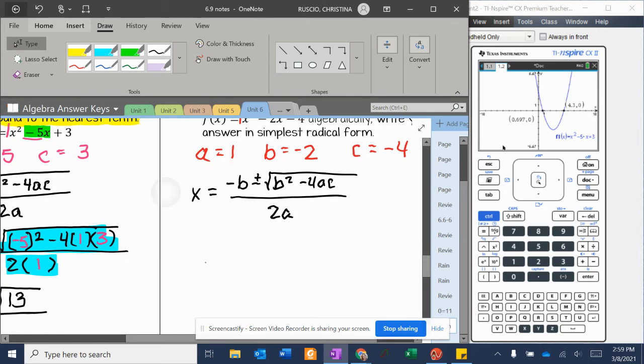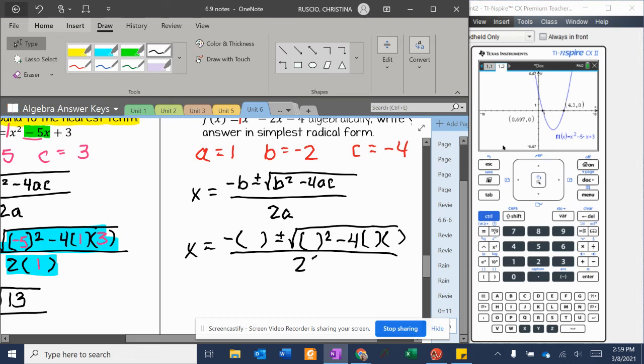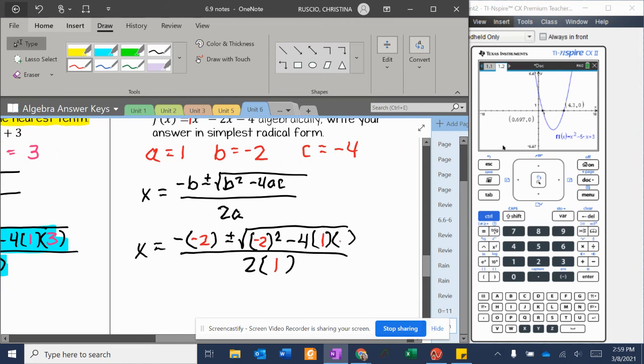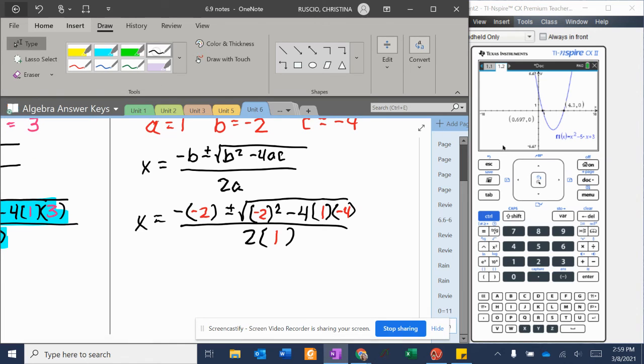Remember, to help us stay in check, to check ourselves before we wreck ourselves, write that whole quadratic formula. Anytime you see a variable, put in that little skeleton template. That's not an official math word. I just use this to help me so I don't make any mistakes substituting. A is 1. B is -2. C is -4. Okay, let's simplify our 3 pieces.